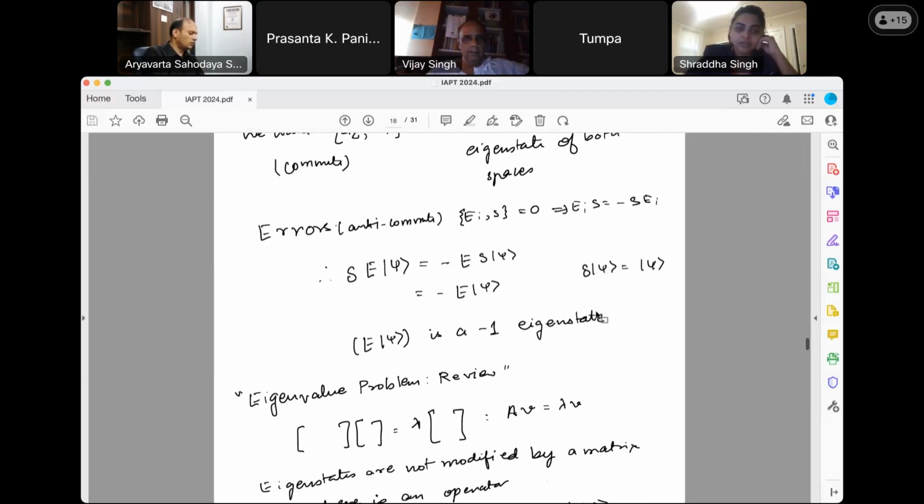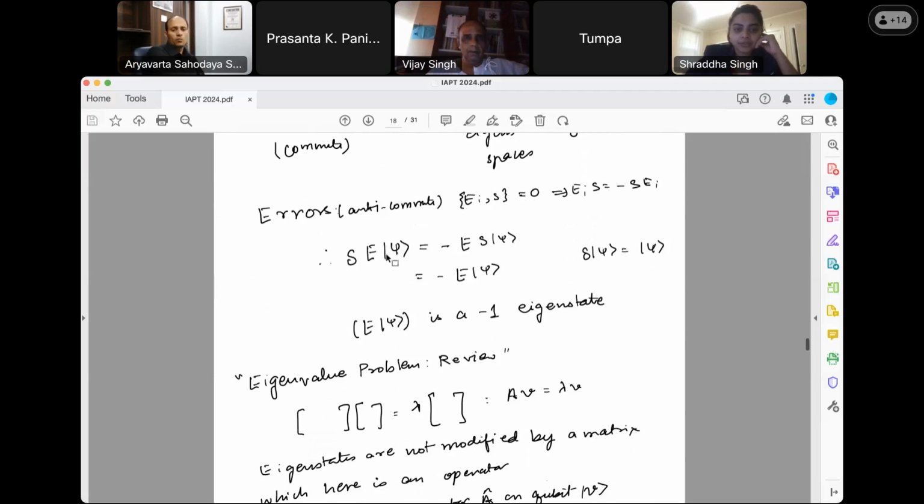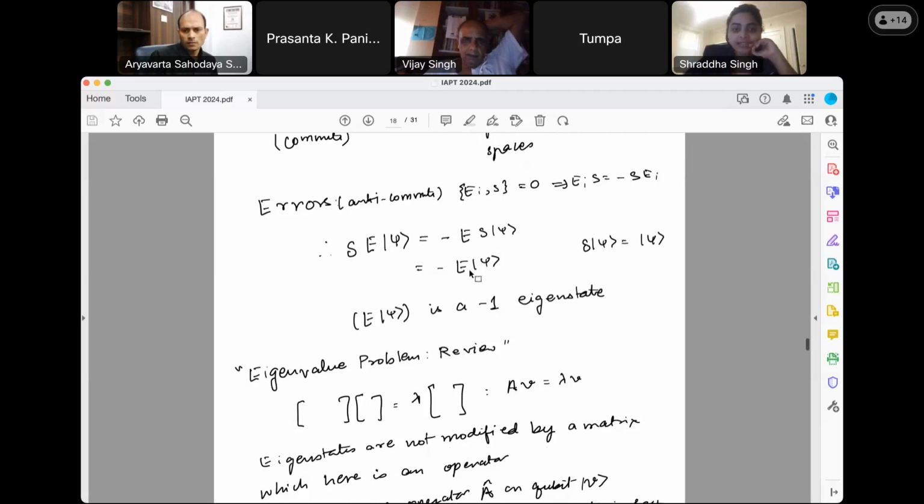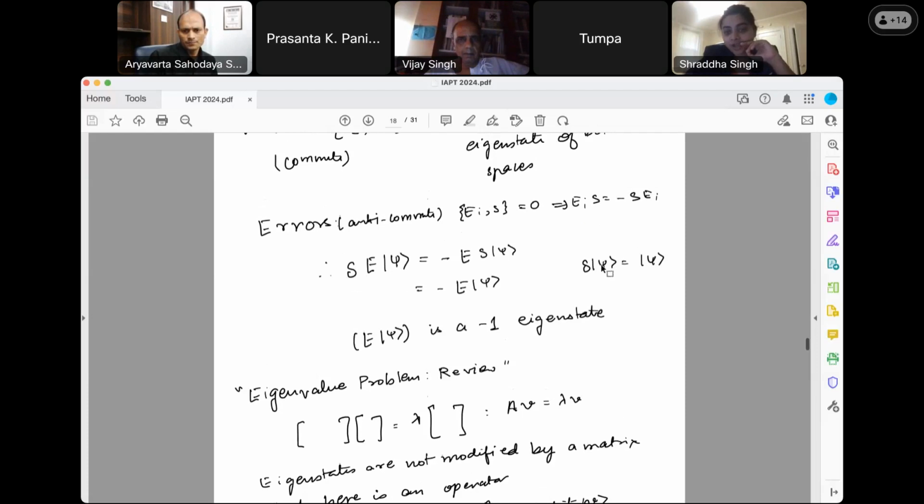That means S times E, where E is some error, S times E is equal to minus E times S. Okay. So let's say psi is the actual state, and like I said, the eigenstates of these stabilizers are my code space. So when you apply S to this code space, it will give you just psi. When you apply S on E psi, you can use this identity and put SE as minus ES. And now S psi is equal to psi, so this equality follows. And that means E psi is a minus 1 eigenstate of S. So if you measure S on psi, you should get plus 1. And if you measure S on E psi, you should get minus 1.